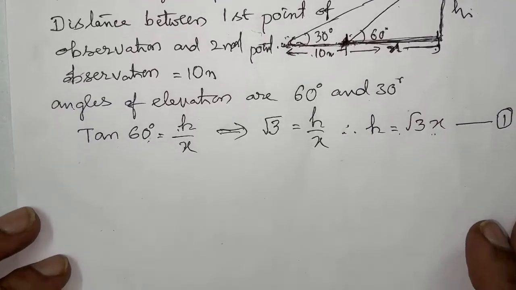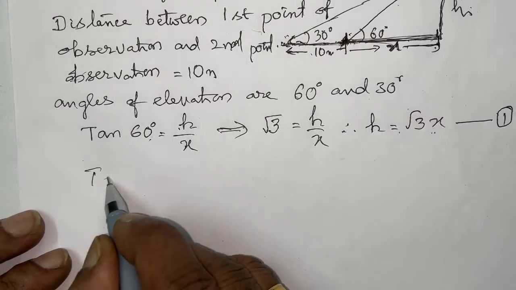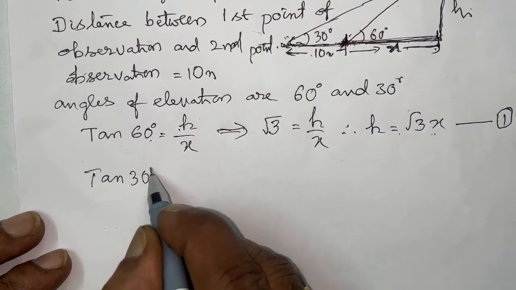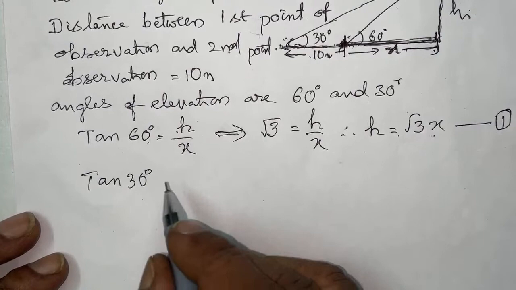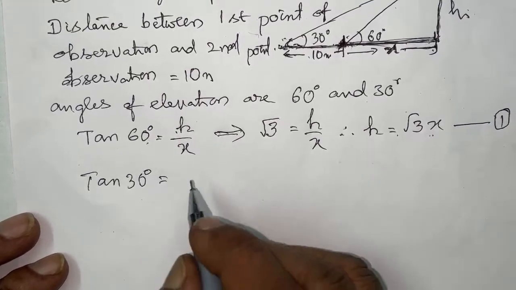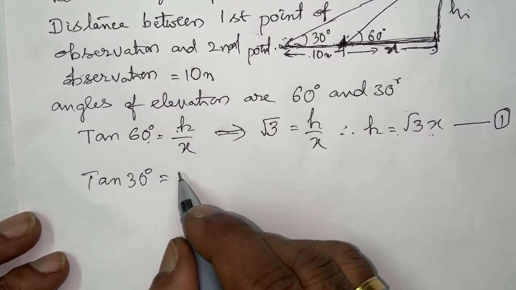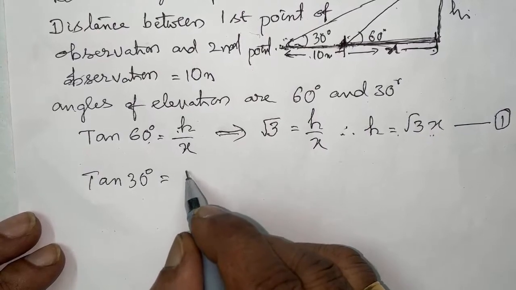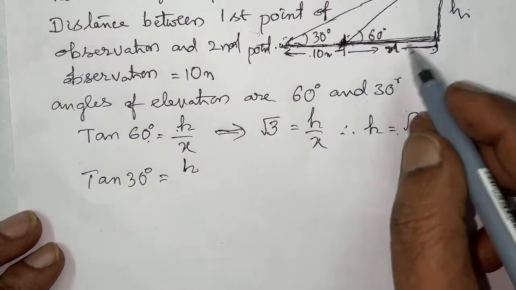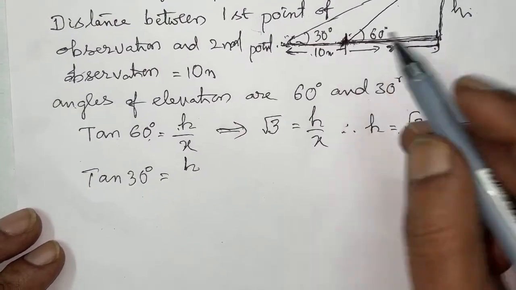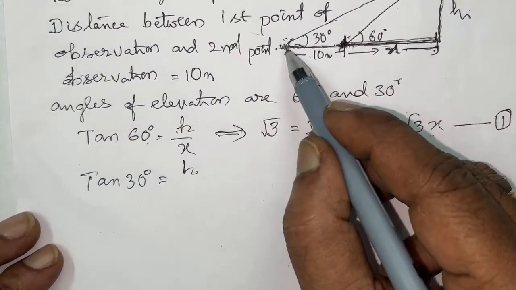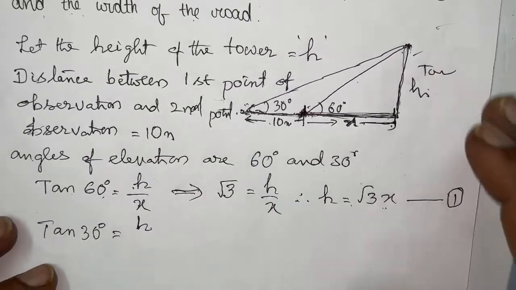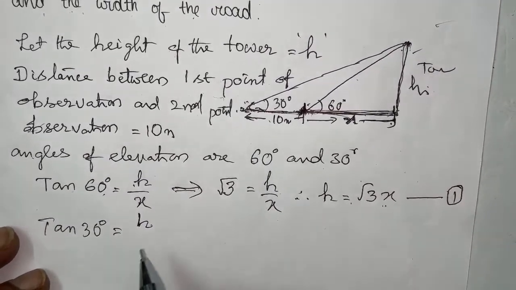So by using the other angle, we'll go through it. Now tan 30 here is the second observation point. In this, the opposite is as it is. What is opposite? Height of the tower only. The first observation point is concentrating on the top of the tower only, and the second observation point is also concentrating on the height of the tower.